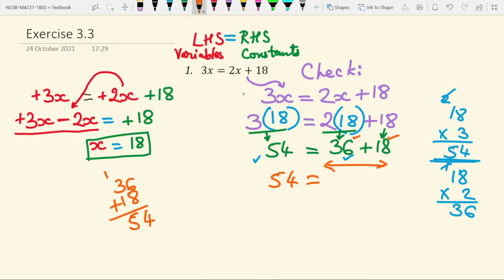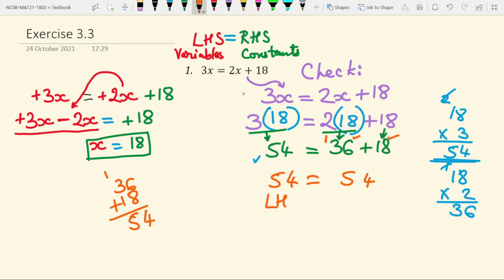So 6 plus 8 is 14. 1 carry and 4. 1 plus 3 is 4, plus 1 is 5. So 54. Like this we can solve it. You can solve it vertically or horizontally, as long as we get the same answer, it's okay.